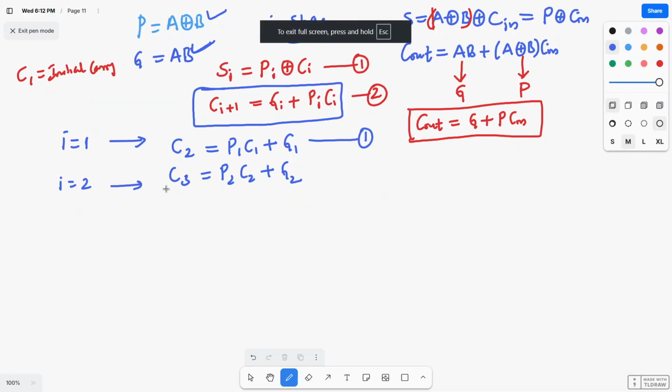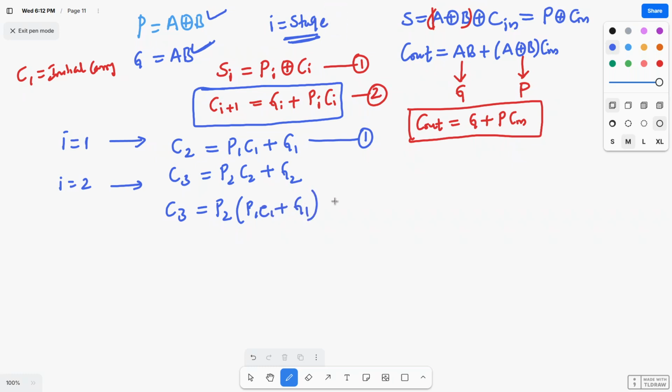If you substitute, what will you get? C3 equals P2 into (P1 C1 plus G1). Okay, this is equal to what? P2 P1 C1 plus P2 G1 plus G2.